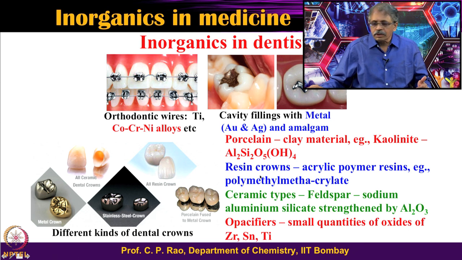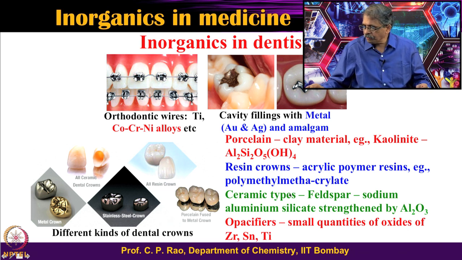You can also use resin crowns. So, acrylic polymer resins, for example polymethyl methacrylate. These kinds of things are also used for making the caps. There are ceramic types also, feldspar, sodium aluminum silicate, which is strengthened by alumina. So, these kinds of things are also used. Opacifiers, small quantities of oxides of zirconium, oxides of tin and titanium, all these things are also used.